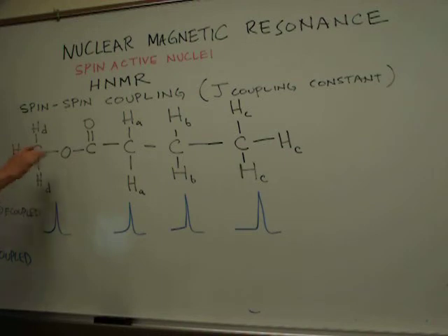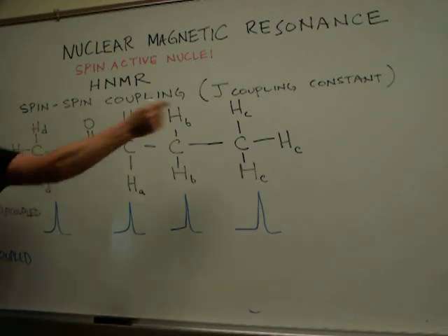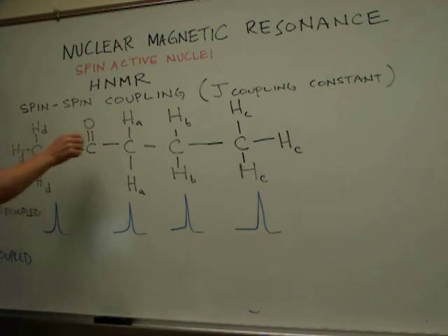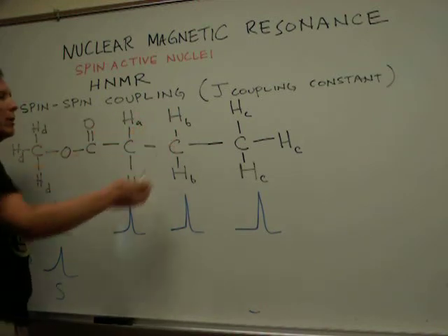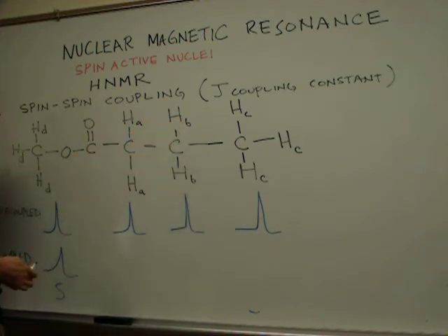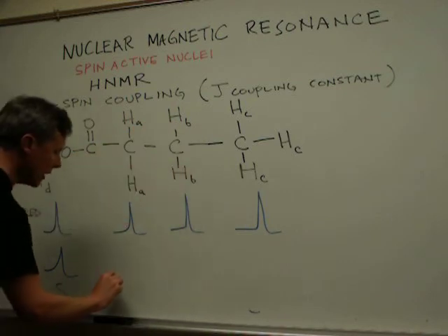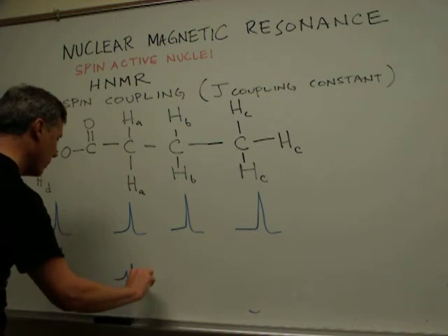protons D look out their window and see no neighboring protons. This oxygen and carbonyl prevent protons D from seeing protons A, B, or C. Thus, protons D remain as a singlet. Protons A look out their window and see protons B. They see two of them by the rule n+1, neighbor plus 1. 2 + 1 would split proton A signal into a triplet.